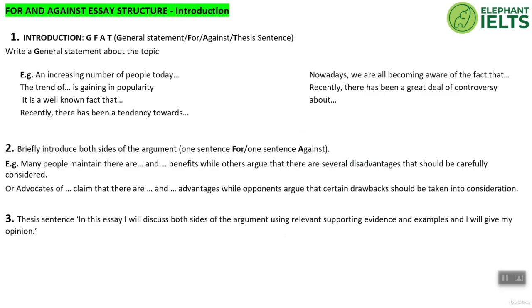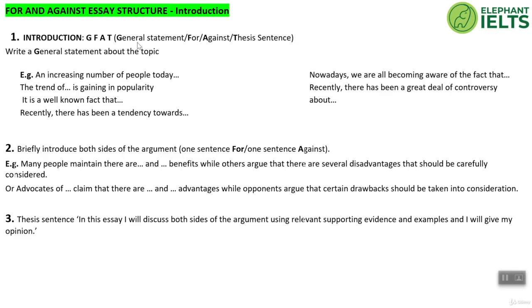So let's write a for and against essay together using these ideas. First, we begin, of course, with an introduction. For the introduction, I like to follow the structure GFAT, G-F-A-T. G stands for general statement, F stands for for and against, and T stands for the thesis statement.